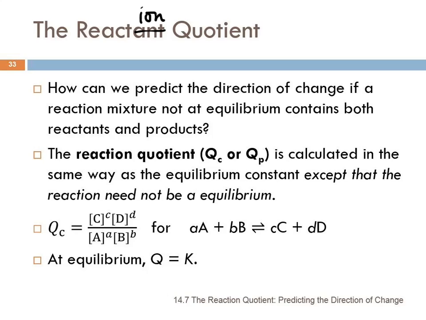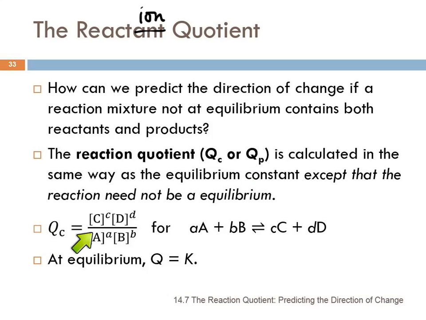And it is calculated exactly the same way that you calculate an equilibrium constant. The difference is the reaction is not at equilibrium. So we're calculating an equilibrium constant, but it's not at equilibrium. And so we can't really call it an equilibrium constant. It's not constant, and it's not at equilibrium. So we gave that a different name, reaction quotient, QC or QP, and so it can be in terms of concentration or in terms of pressure.